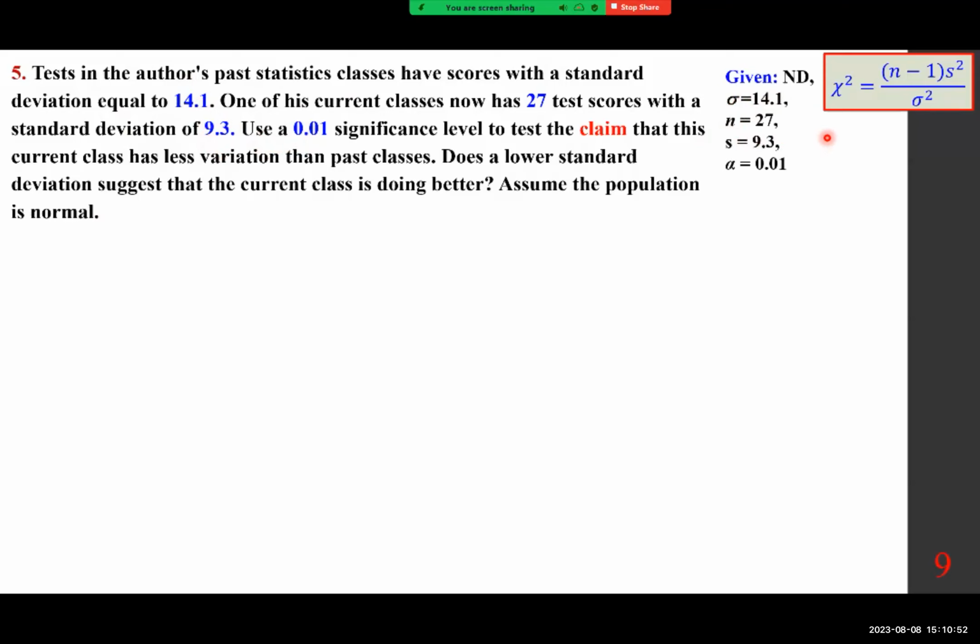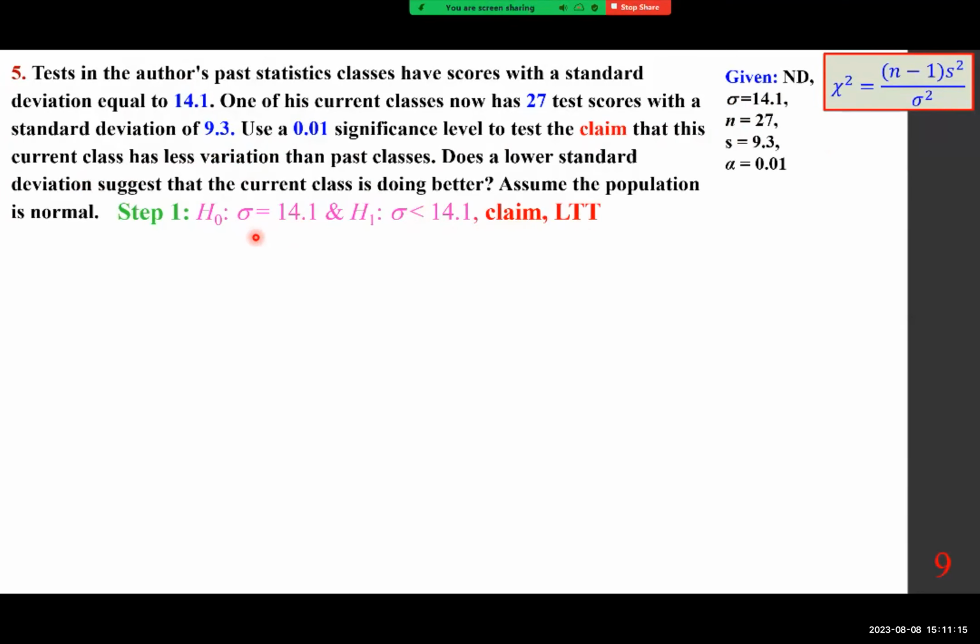Now, the first step, H0: sigma is 14.1. We are testing the claim that this current class has less variation, so H1: sigma is less than 14.1. And this is the claim. And again, this is a left-tailed test.